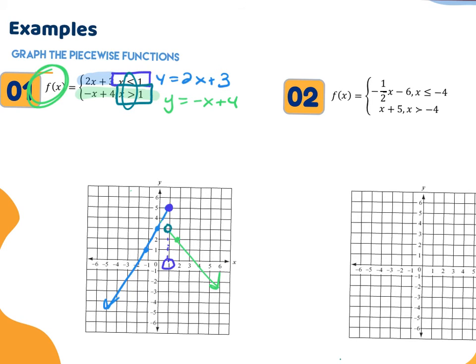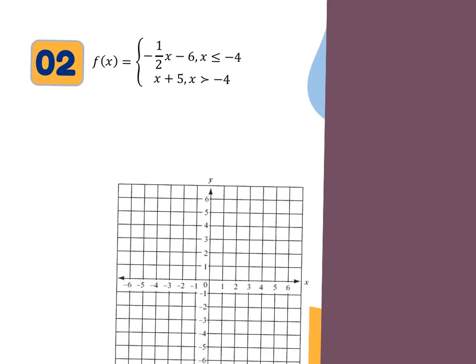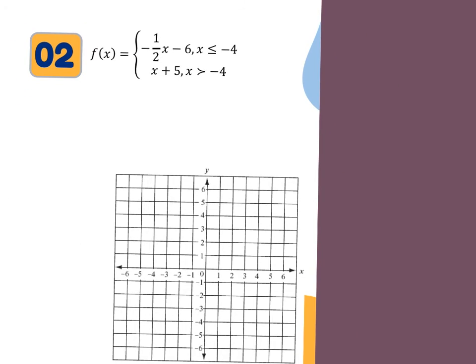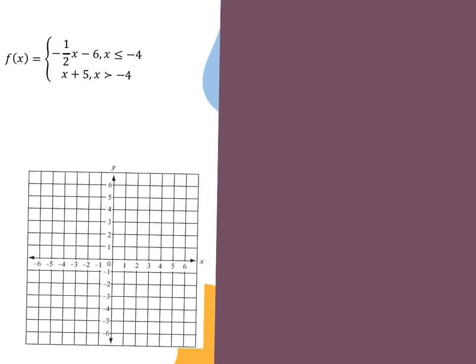Okay, second one, I could do exactly the way we just did. So I would draw my line for the first one. I would keep only where x is less than or equal to negative 4. And then I would keep the bottom one where it's greater than negative 4. Or your other option is to plug those values in, so actually set up a T-chart.